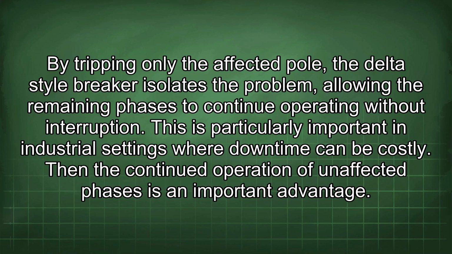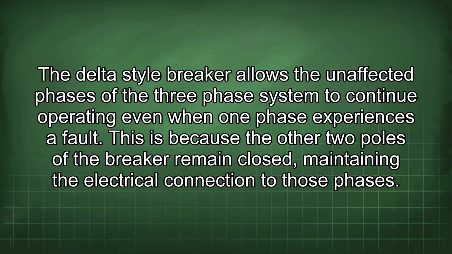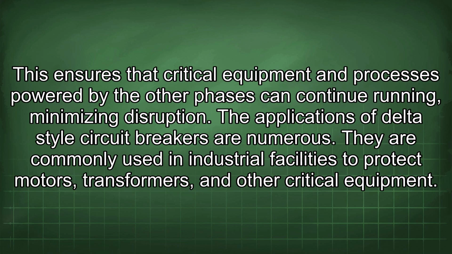Then the continued operation of unaffected phases is an important advantage. The delta-style breaker allows the unaffected phases of the 3-phase system to continue operating even when one phase experiences a fault. This is because the other 2 poles of the breaker remain closed, maintaining the electrical connection to those phases. This ensures that critical equipment and processes powered by the other phases can continue running, minimizing disruption.